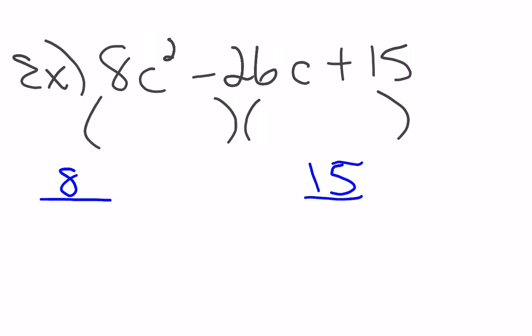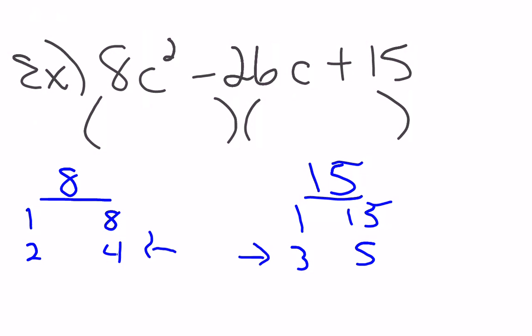All right, so factors of 8 are 1 and 8, 2 and 4. Factors of 15 are 1 and 15, and 3 and 5. And now it's just a matter of playing the game as far as trial and error to find which ones work. So I tend to start with the smaller numbers, not the extreme numbers. So the 2 and the 4, maybe the 3 and the 5.